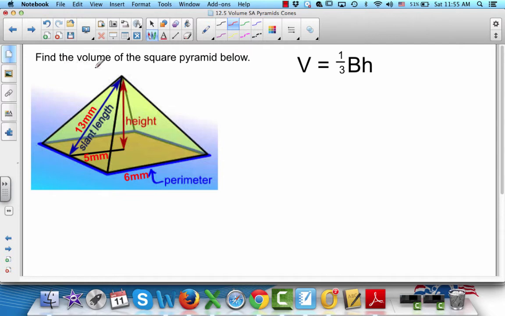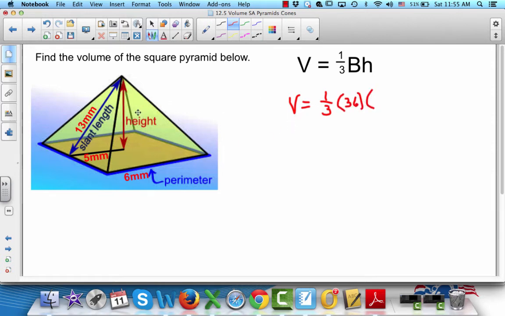All right, here's another one. Find the volume of the square pyramid below. So let's start out. Volume equals 1/3. The big B means the area of the base. Since this is a square pyramid, all the sides are going to be 6. So it's 6 times 6 is 36.